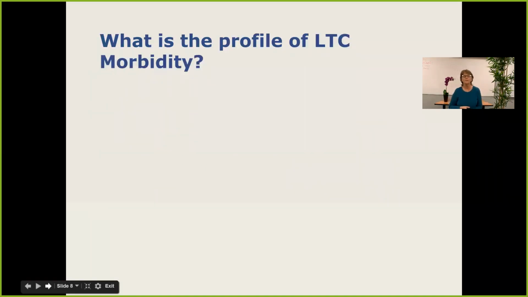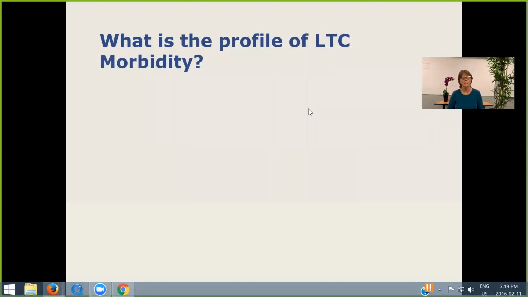What is the profile of long-term care morbidity? What kind of things do you think you might see in morbidity in long-term care patients? Here's Ralph. Let's see.